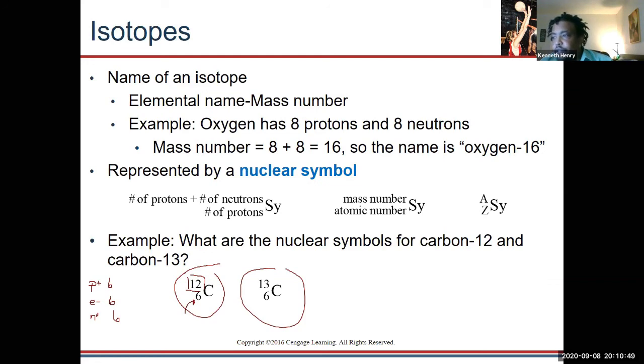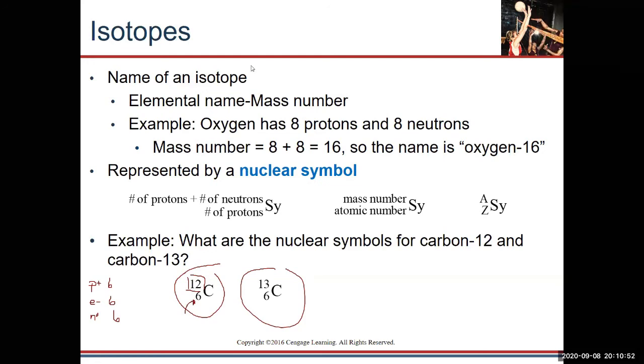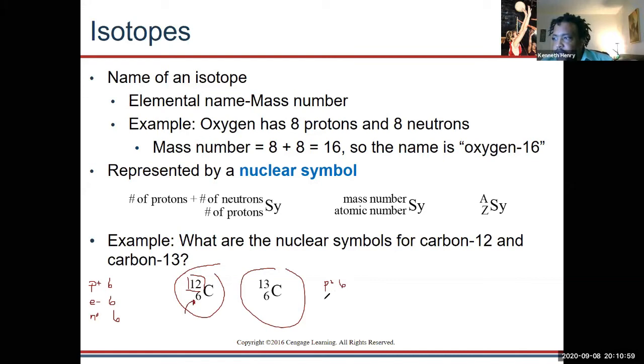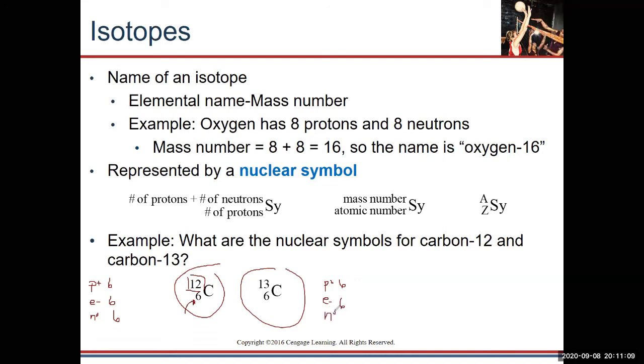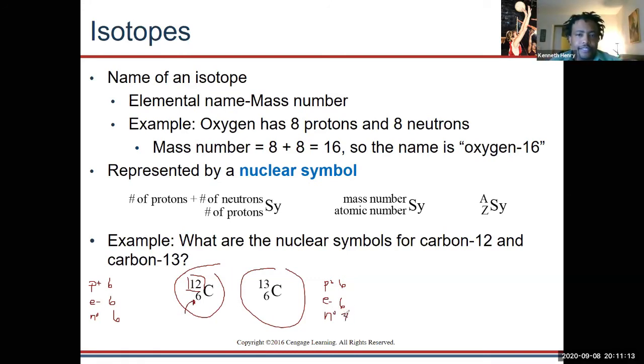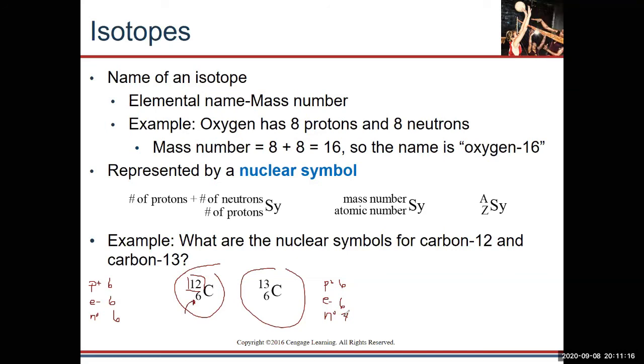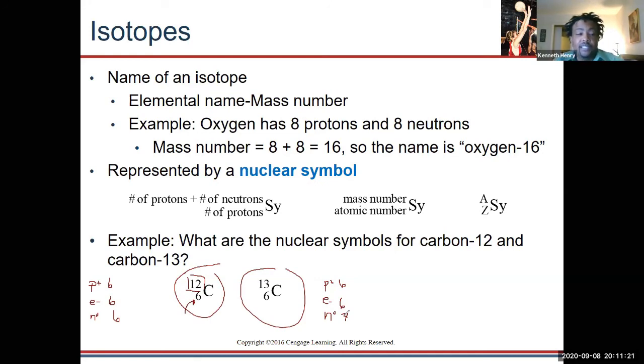Now that you know that, let's talk about carbon-13. How many protons does carbon-13 have? 6. How many electrons? 6. And how many neutrons? That would be 7. Piece of cake? Good. Now I'm going to give you another one to make it a little more challenging, because this is too easy. Let's look at our periodic table.